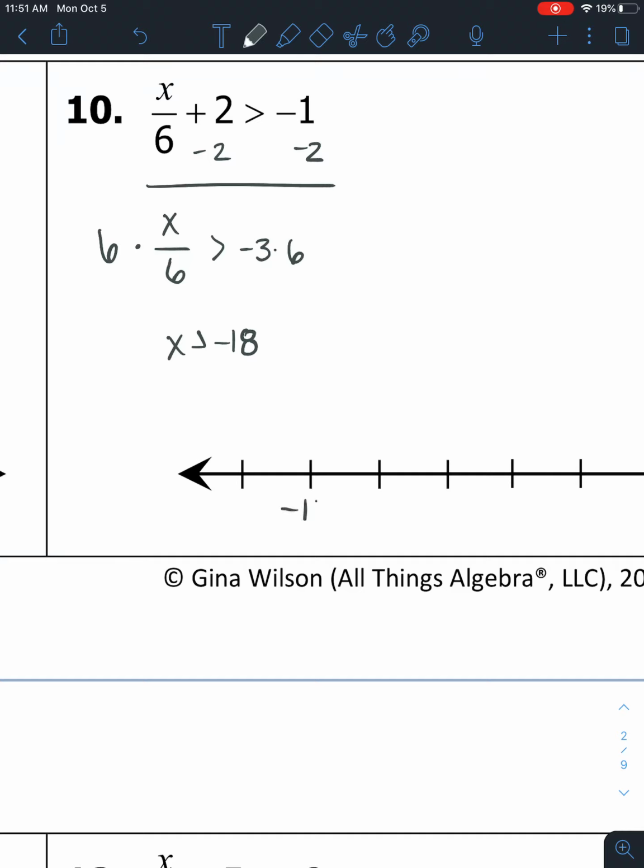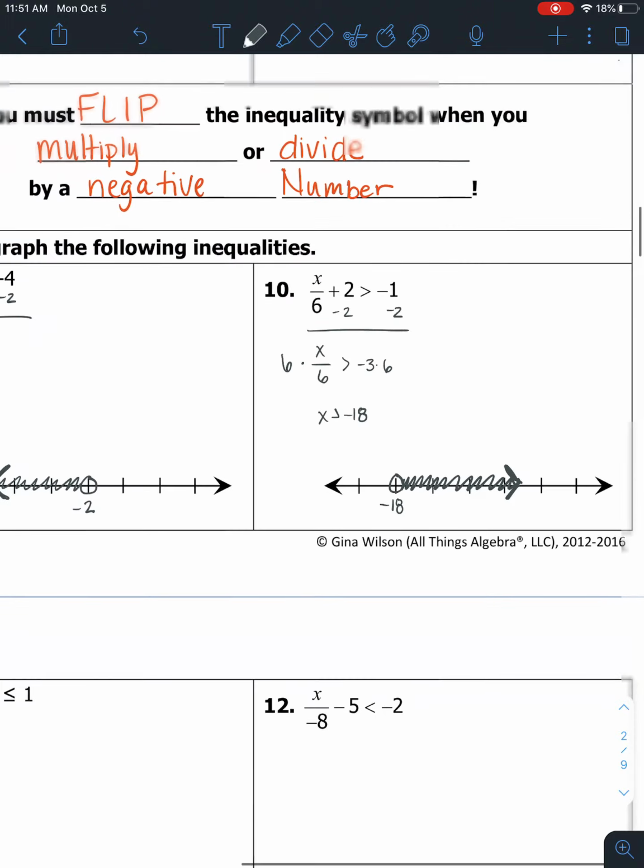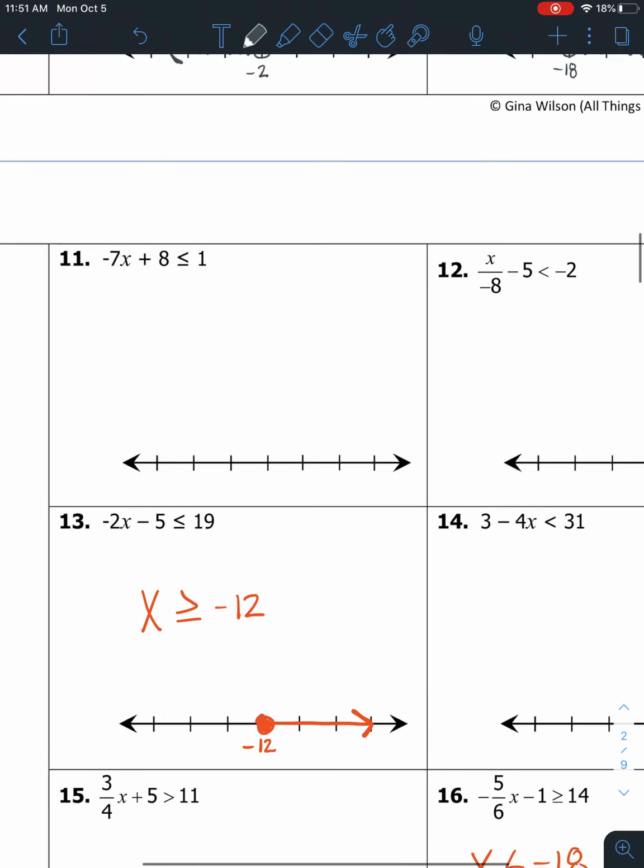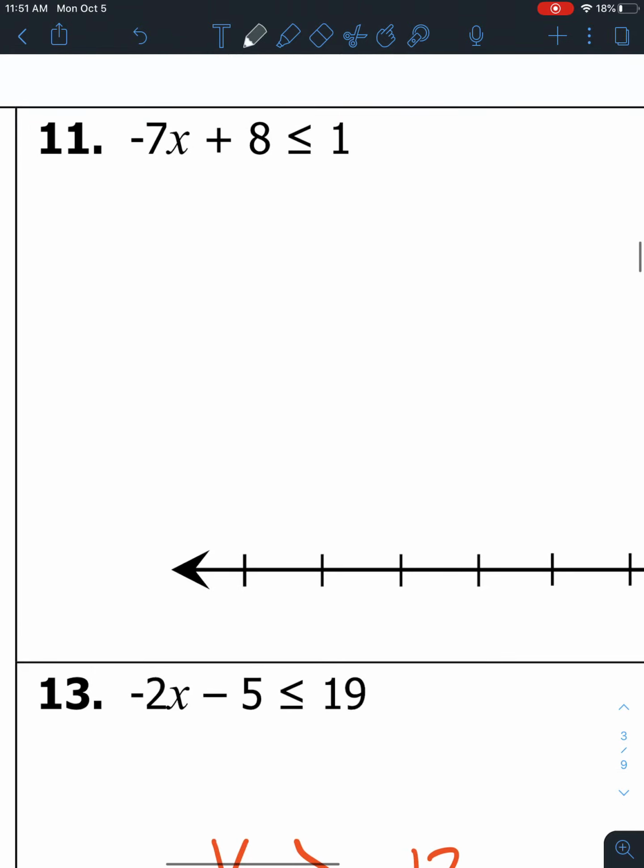So I'm going to figure out where I want negative 18. Let's put it right here. Okay, open circle and shading in the direction that it's pointing. Beautiful. All right, let's talk 11 and 12.